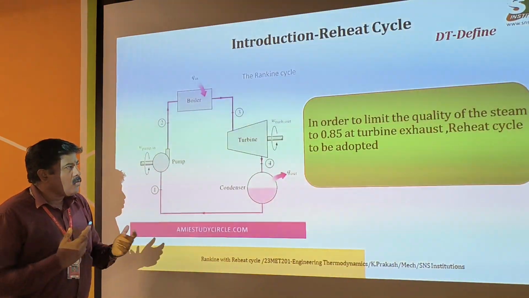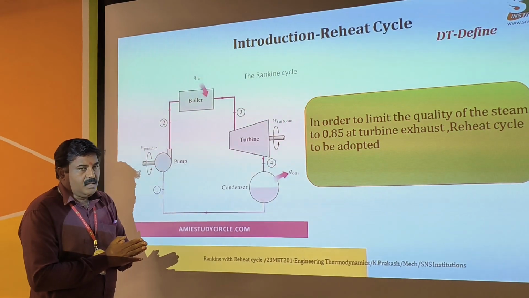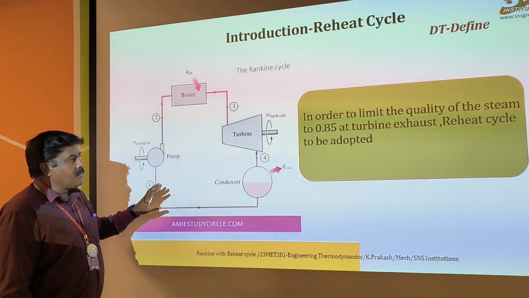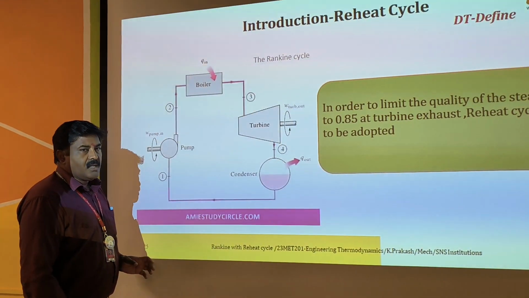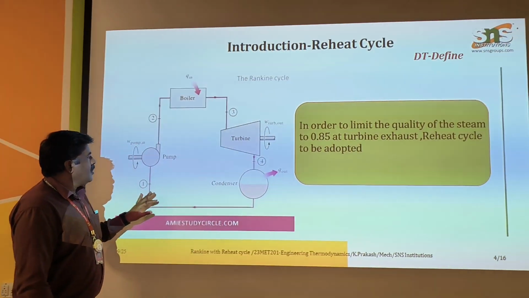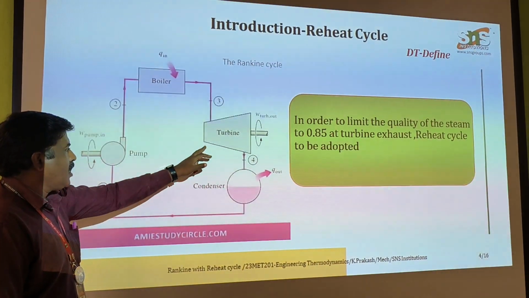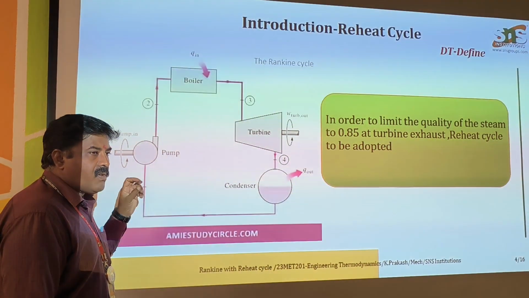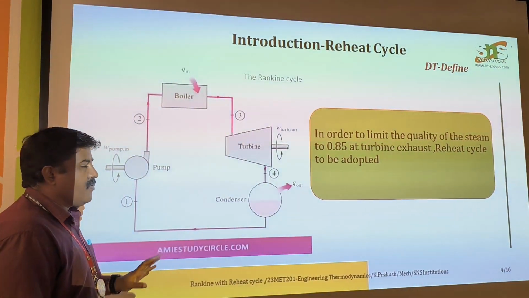Now how do we address this? We define the reheat cycle. In the reheat cycle, the problem we define is that the dryness fraction has to be increased, that is, the quality of the steam has to be increased. Here there is a boiler, a pump, a condenser and a turbine. The same process takes place, but what we are going to do is increase the thermal efficiency and the quality of the steam.